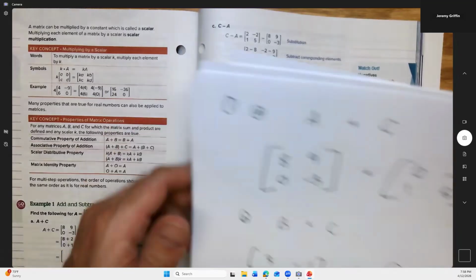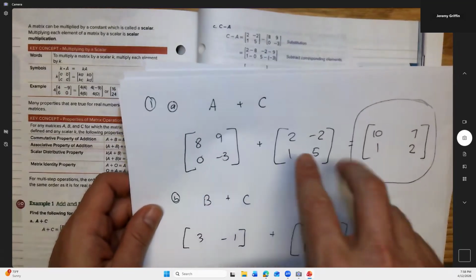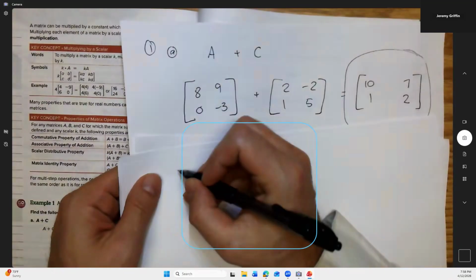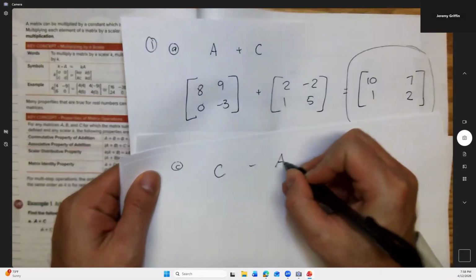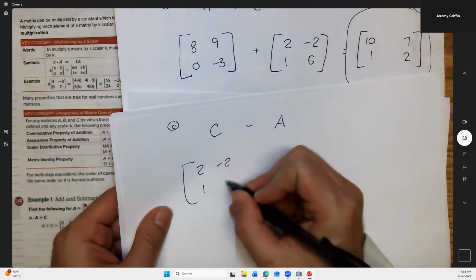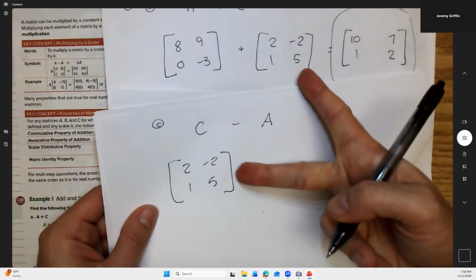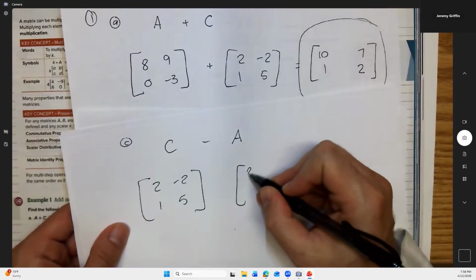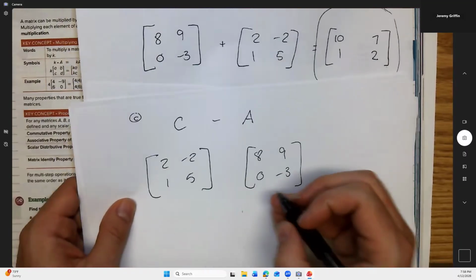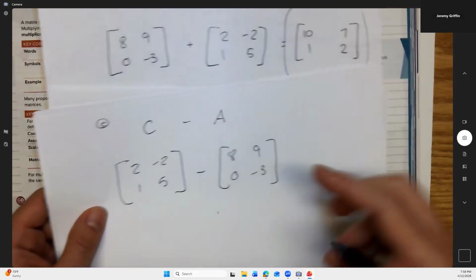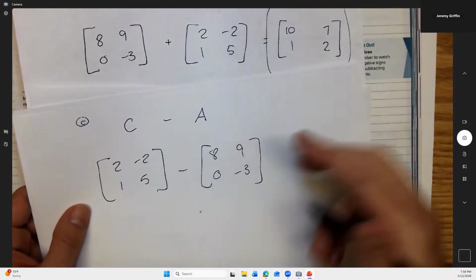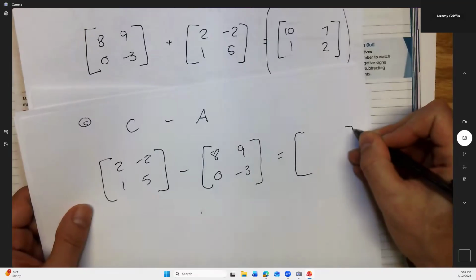I'll point this one out. If they do C minus A, here's A and here's C. What is C minus A? C was 2, -2, 1, 5, and A was 8, 9, 0, -3, and I'm subtracting. If you wanted to, you could think of it as distributing the negative to all 4 of these elements, or however you think of it.